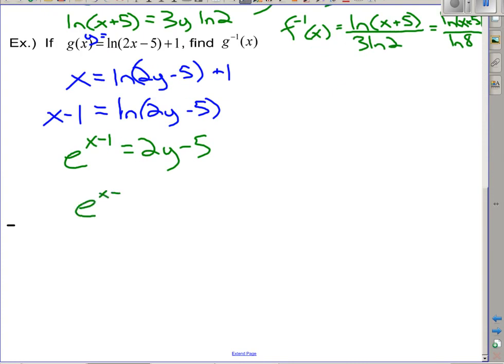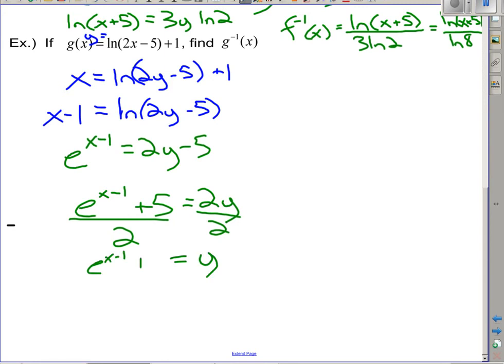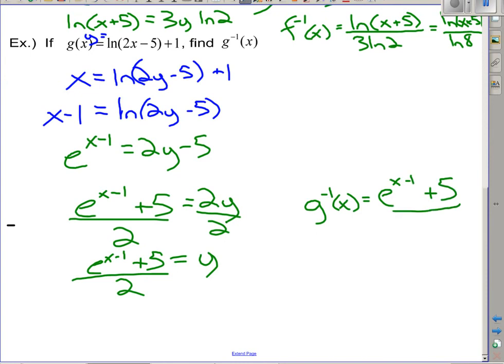Alright, now we have to add 5 to both sides. Notice that x minus 1 is up in the exponent, so you can't combine your negative 1 and your 5 as you move it over. Okay, now we can divide both sides by 2, and we get y equals e to the x minus 1 plus 5 all over 2. Or, using our function notation, the inverse of g is e to the x minus 1 plus 5 all over 2.